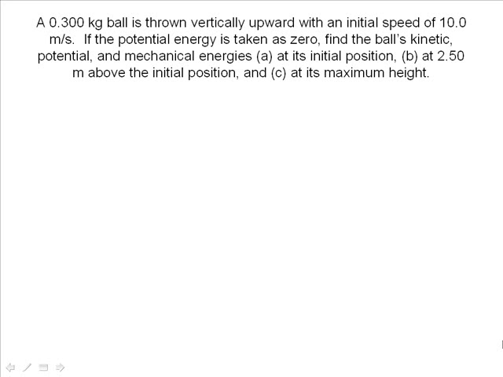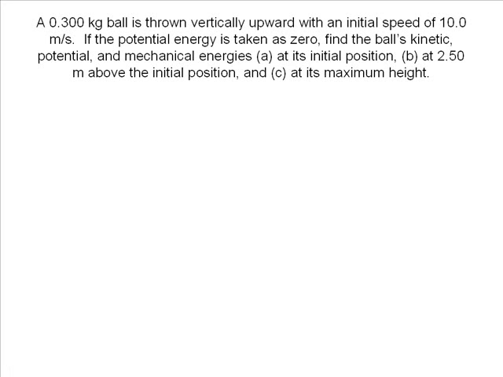This problem explores the relationship between mechanical, potential, and kinetic energies. The mechanical energy is the total energy of the system. The law of conservation of energy states that the energy in a closed, isolated system is constant, that it can change forms but is never lost.